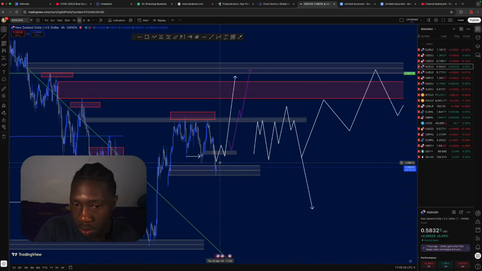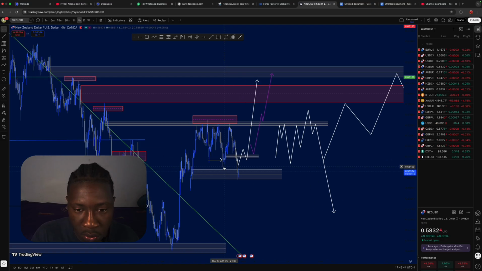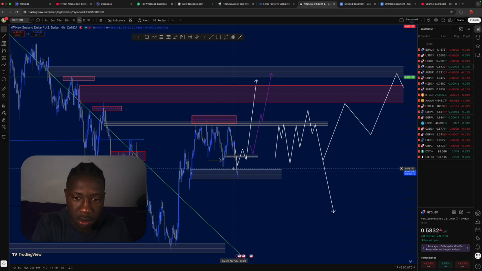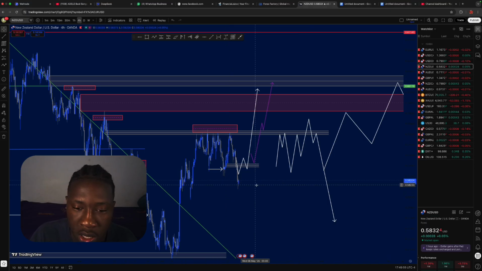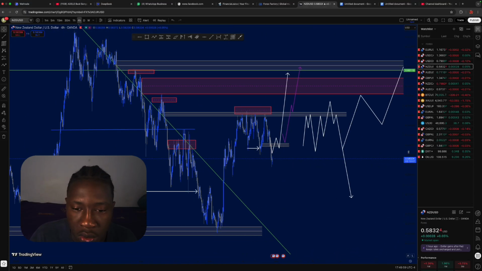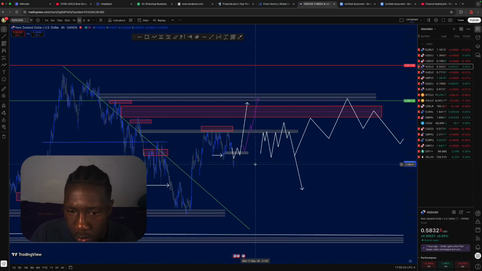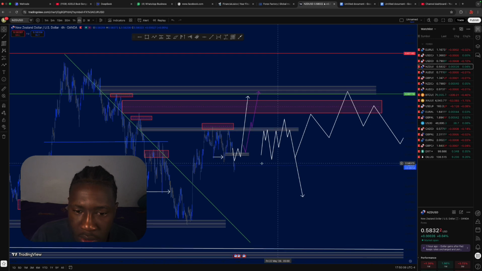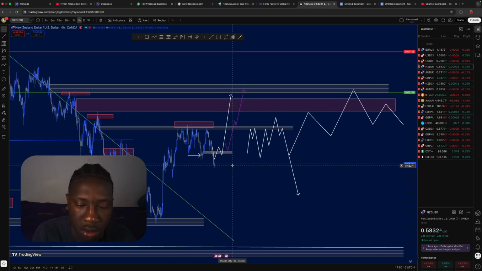So this is the thing that I look for in the market. I'm not able to see any opportunity to open a trade right here, or an area that I can say I can open a trade on NZD.